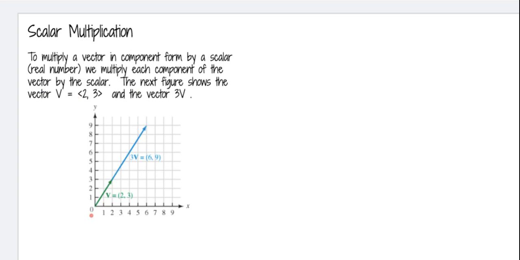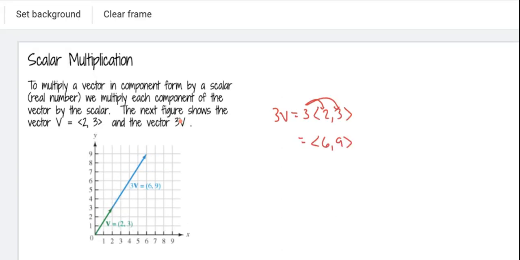The next figure shows the vector v, which was 2, 3. The green vector is the original vector 2, 3. When you multiply that vector by 3, 3 times v means 3 times the component form. You just multiply each component by the 3, and so the resultant would be 6, 9. Literally all I did was triple the magnitude of the original vector. So that's all a scalar does.